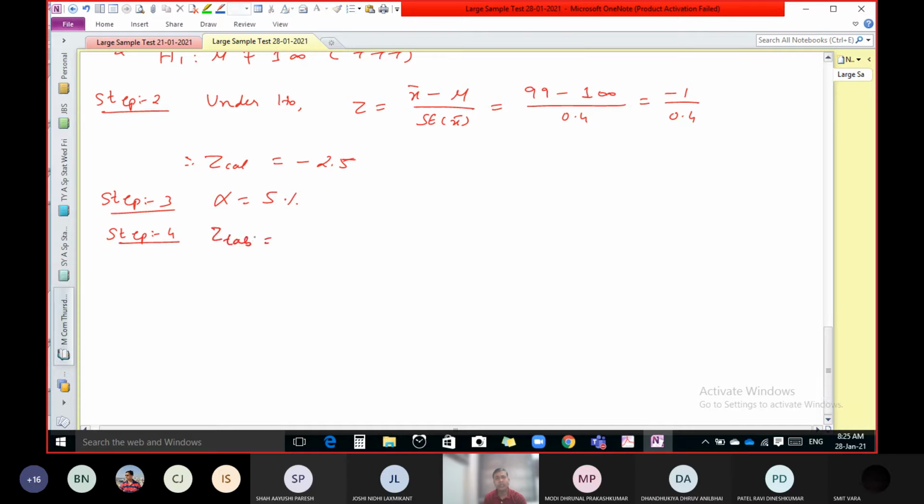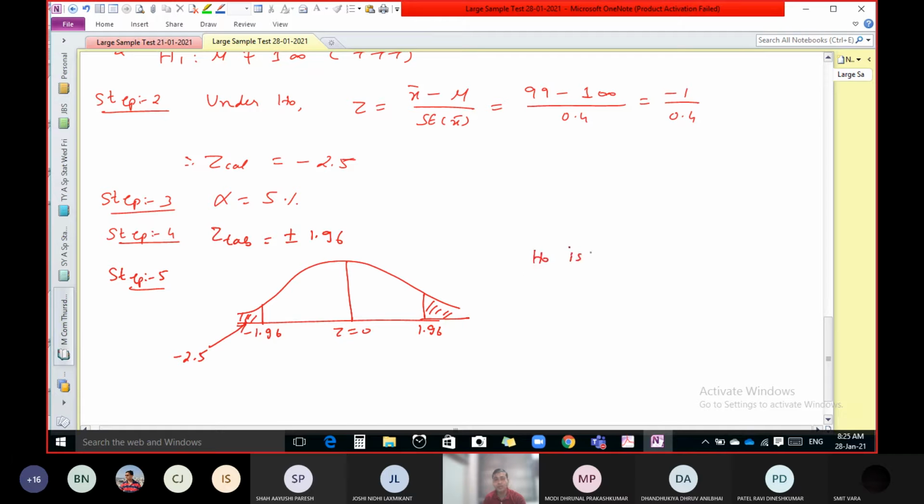You can write, for alpha 5% and for two-tailed test, the value of Z tab is plus or minus 1.96. And step 5, what you have to do? You have to draw the normal curve. Here the value of Z is 0. Here it is minus 1.96. Here it is plus 1.96. This is rejection area. And our value of Z cal is minus 2.5. It is in rejection area.